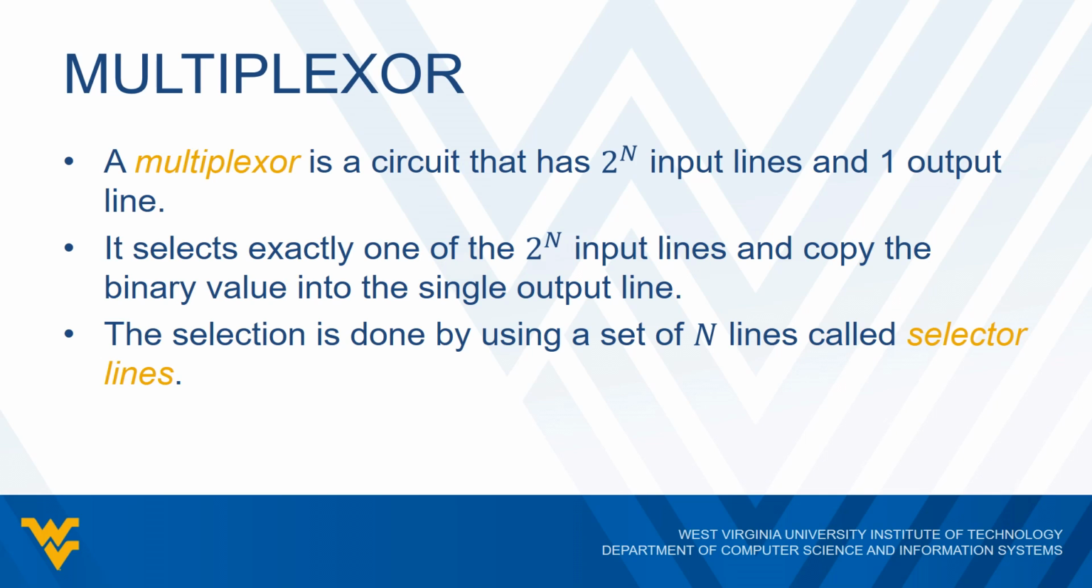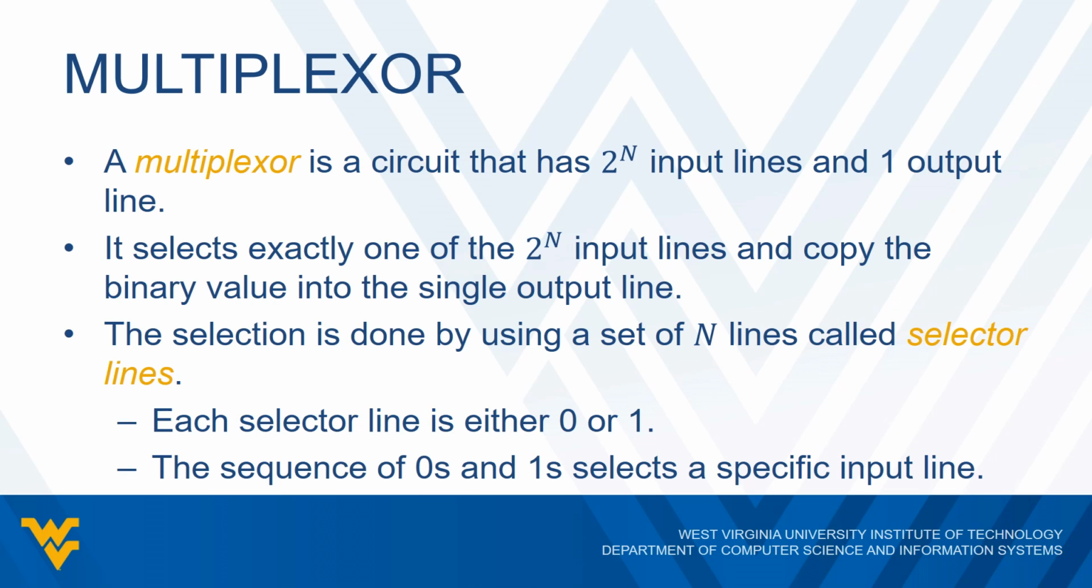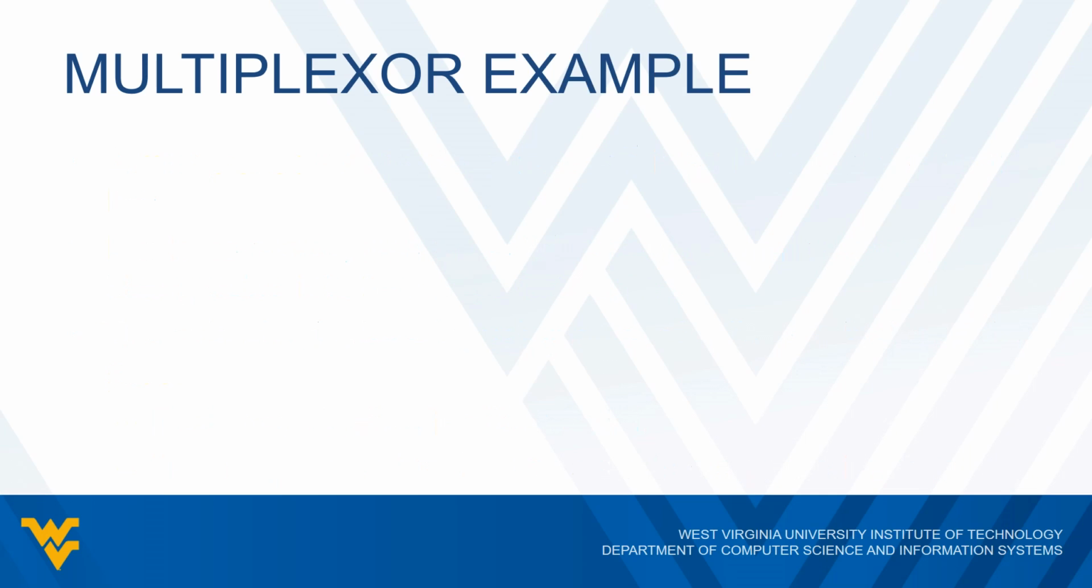So the N selector lines can be set to either a 0 or a 1, and this way we can use the N selector lines to represent all binary values from 0000000 to 11111, however many ones that we have. And these would represent all the integer values from 0 to 2 to the power n minus 1. These numbers correspond exactly to the number of input lines. So these sequences of zeros and ones would select one of these input lines.